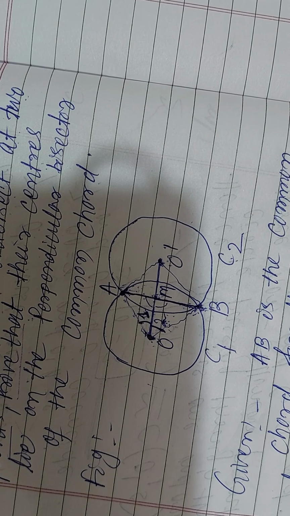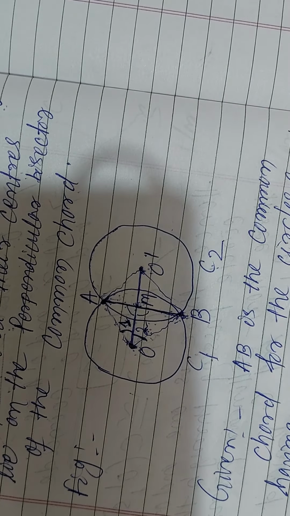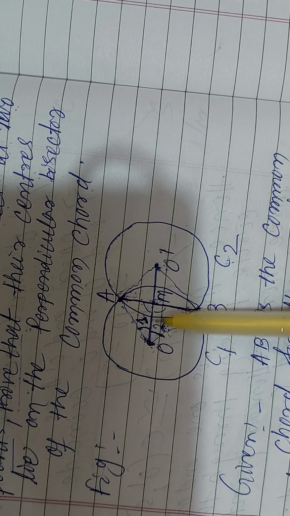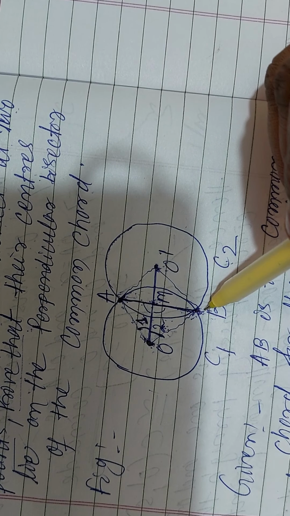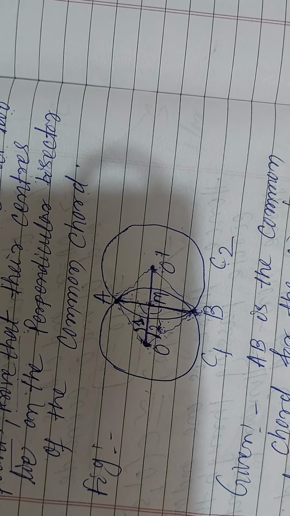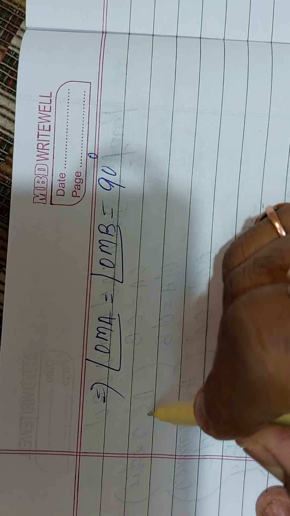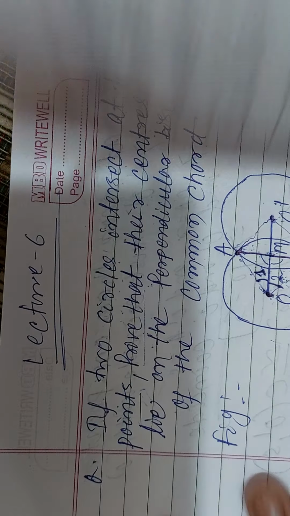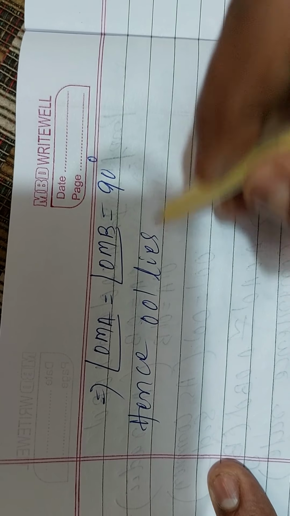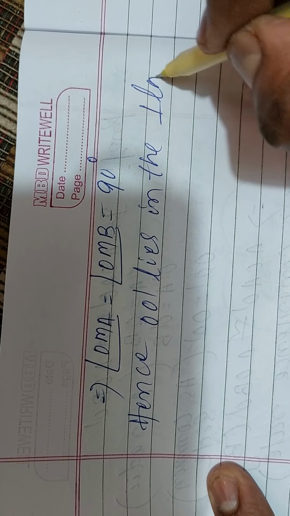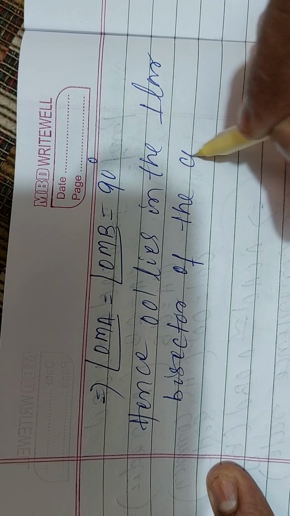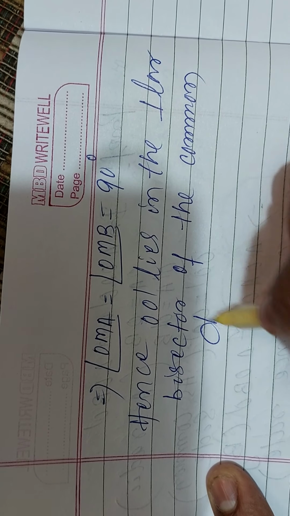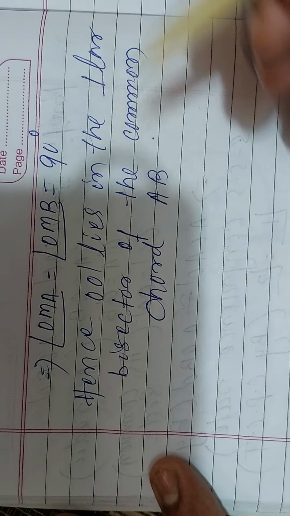So at last we conclude that the centers O and O dash lie on the perpendicular bisector of the common chord AB. That means O dash lies on the perpendicular bisector of the common chord AB. Hence proved.